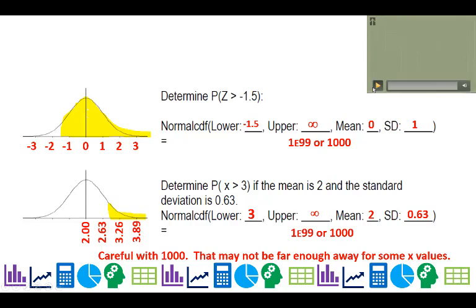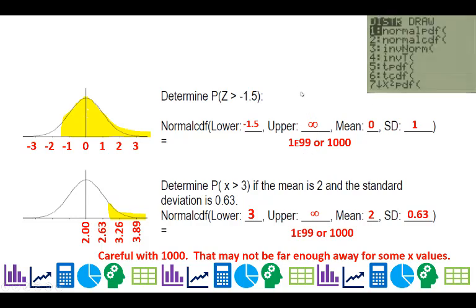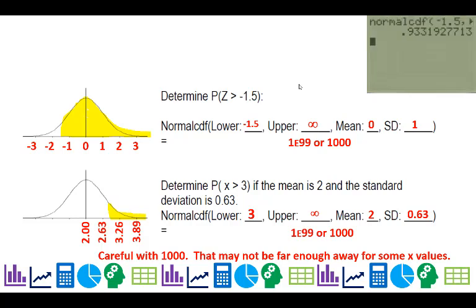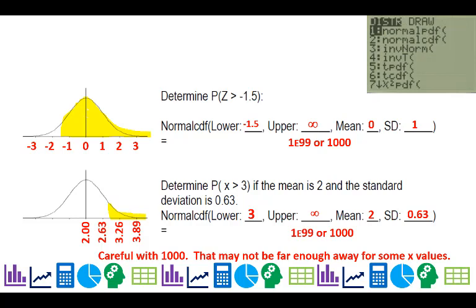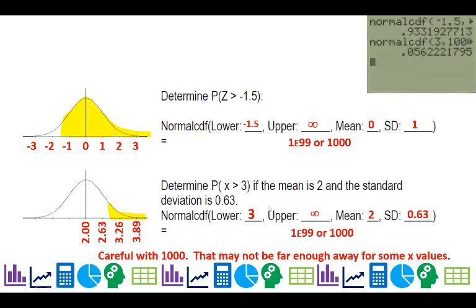So let's enter both of these on the calculator. Second distribution, lower is negative 1.5. And I need a large number here, and that's big enough. Then I'm going to keep a mean of 0 and a standard deviation of 1 because I'm doing z-scores. And I get 0.9331927. Now let's do the second one. I have a lower of 3. This number is far enough away. Now I'm going to change this to 2 and 0.63 and press enter. And I get my value right there.